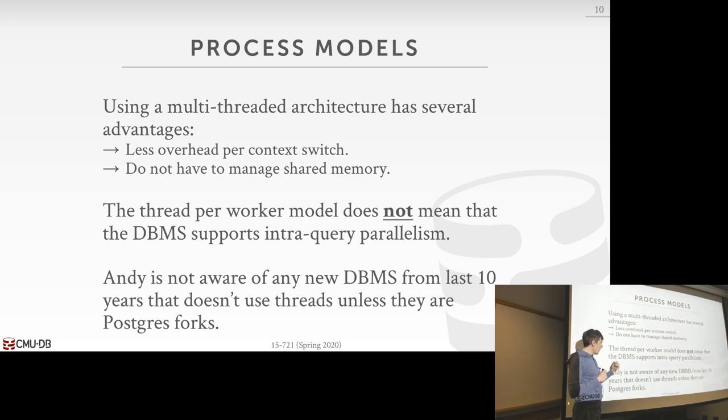The important thing to point out is that just because we may be using a multi-threaded process model doesn't necessarily mean we're going to get intra-query parallelism in our database system. MySQL is a multi-threaded database system, but it's one thread per query request. They can't divide up the tasks across multiple workers, and in their OLTP environment, that's fine. And as I said, I'm not aware of any other system built in the last 10 years, unless they're forked from Postgres, which is a process pool model, that isn't using multi-threads. And that's what we're going to use in our system.